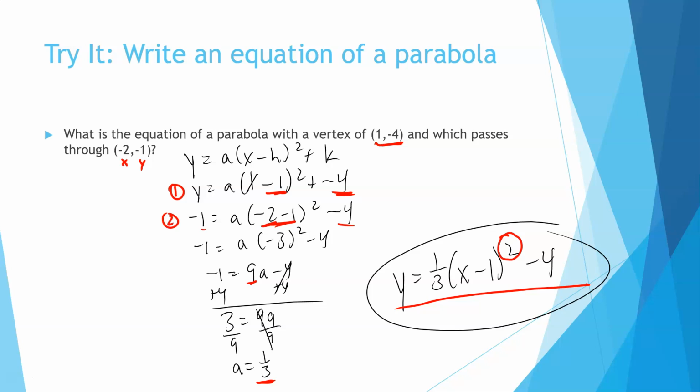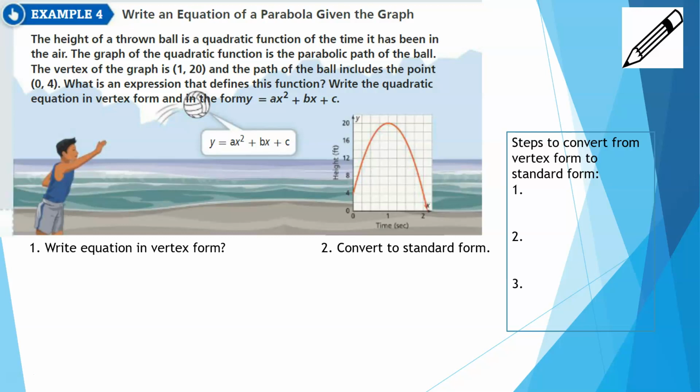Okay, let's take this and now extend it one more step. First, we're going to look at a word problem, but then we're also going to learn how to convert to standard form. One thing I want you to think about is sometimes word problems scare us away, but think about what they give you, because this is actually not much different than what we did in the last problem. It says the height of a thrown ball is a quadratic function of the time it has been in the air. The graph of the quadratic function is the parabolic path of the ball. The vertex of the graph is 1, 20, and the path of the ball includes the point 0, 4. What is an expression that defines this function?